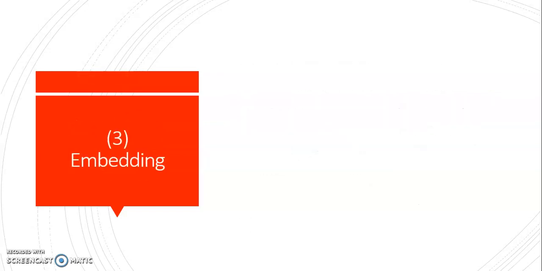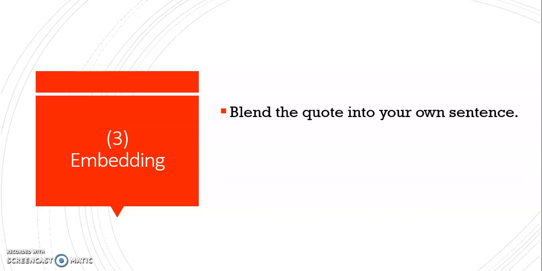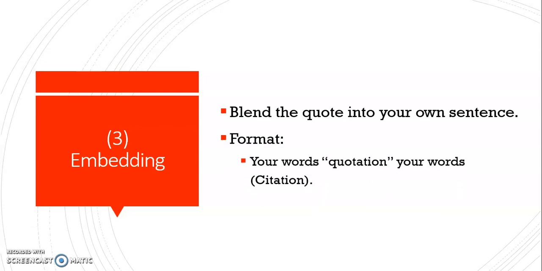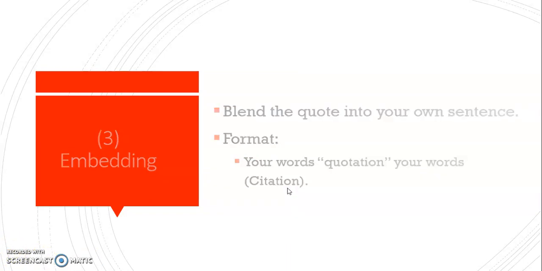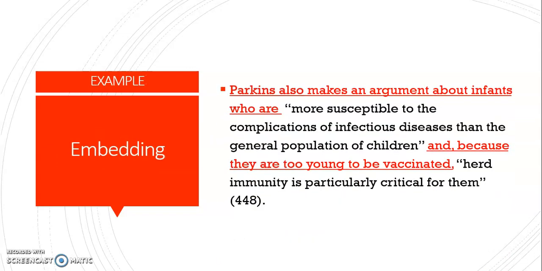Okay, and the last one is embedding. This one requires a little creativity, but sometimes it's just the best route. It works really well and it makes things flow. So, you just blend the quote into your own sentence. What that looks like is you'd have some of your words, part of the quote, and then more of your words to follow it up. And then you would, of course, have your citation. So, here's an example from the paper.